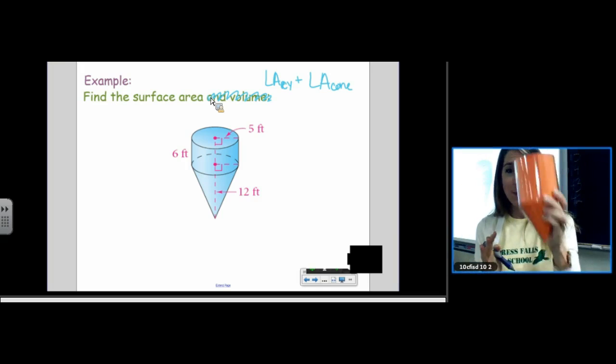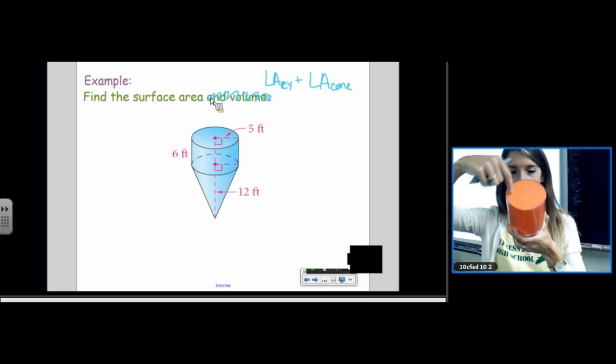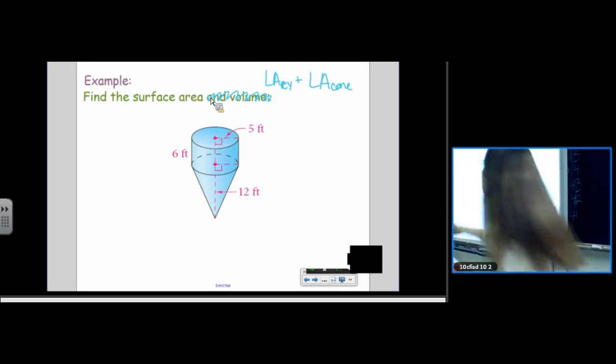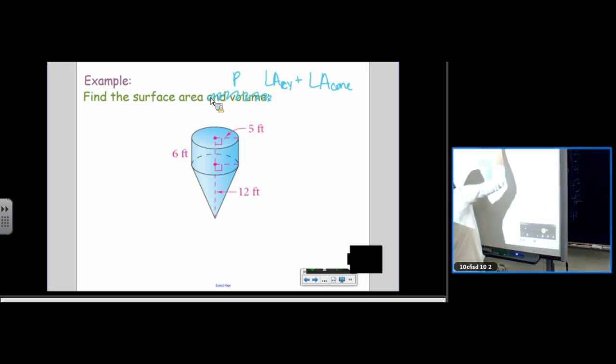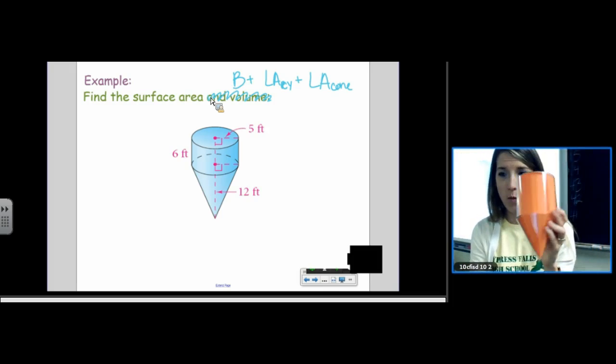Now, one last piece that I can touch. I can touch this. What is this called? The area of the circle. I'm going to call it big B, area of the base. Now, it could be the base of the cylinder or the base of the cone. It doesn't matter because they're one and the same.